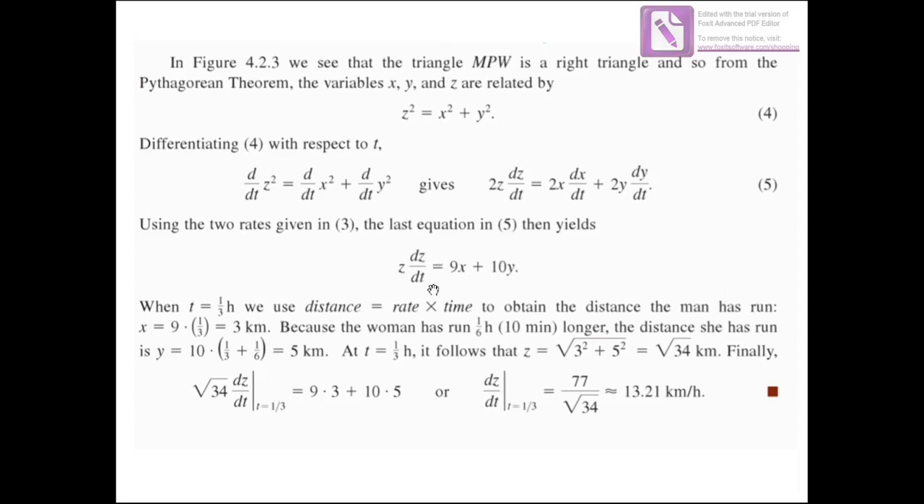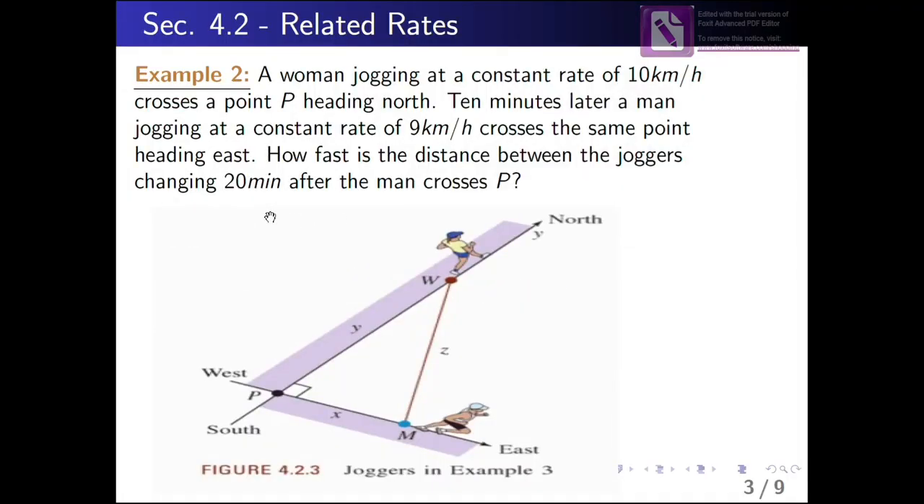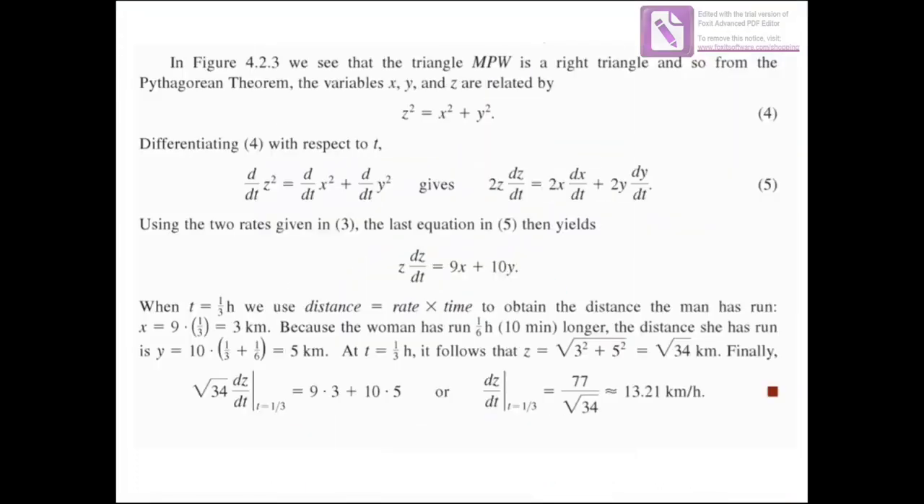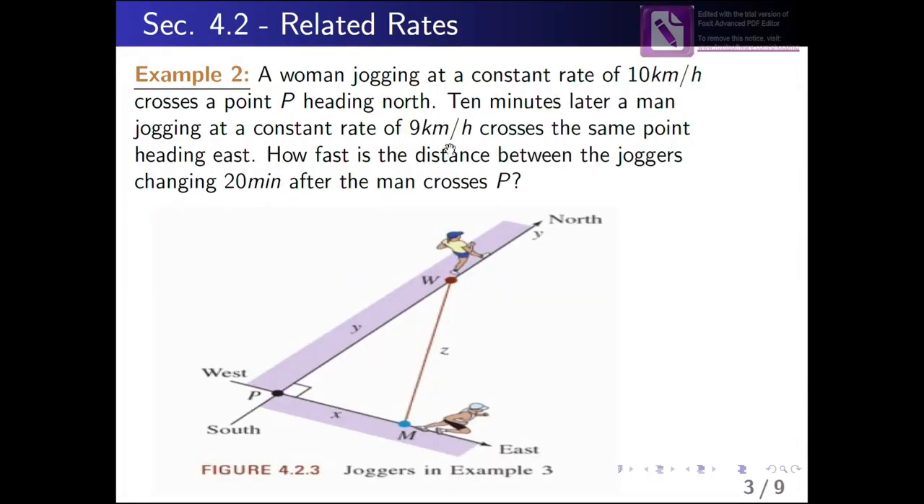We need to solve for dz over dt, but we don't have z, we don't have x, we don't have y. So for finding x, x represents a distance, and y also represents a distance. You have the time, which is given as 20 minutes. Also you have the velocity. You know that the velocity is equal to distance over time, so the distance will be velocity multiplied by the time. So you can use this relation. Since the velocities are given in kilometers per hour and we are asked about minutes, we need to convert the minutes to hours.